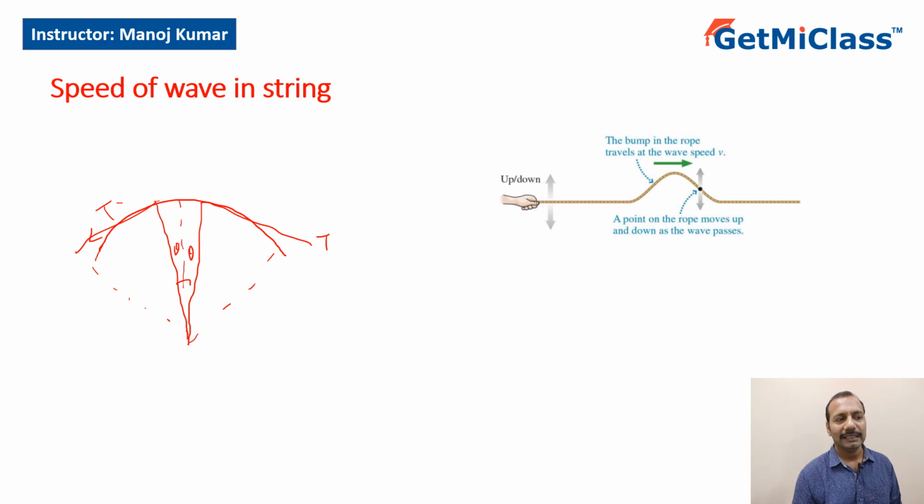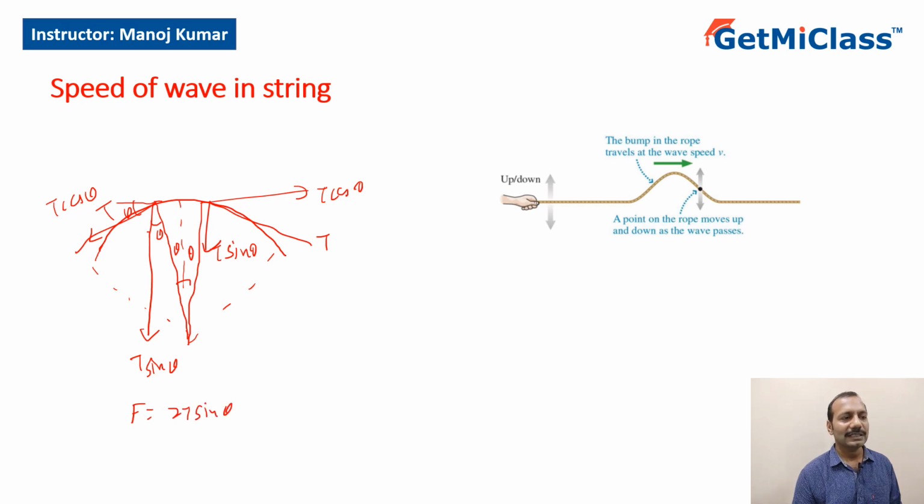Now in that case, what will happen? If this is theta, this would be theta and this would be theta. So on this side, the component of tension acting in this direction is T sine theta, and in this direction is T cos theta. Similarly here also I can write this to be T cos theta and this to be T sine theta. Right. So the net force which is trying to pull the string back to its original position is 2T sine theta. I can say restoring force is 2T sine theta.